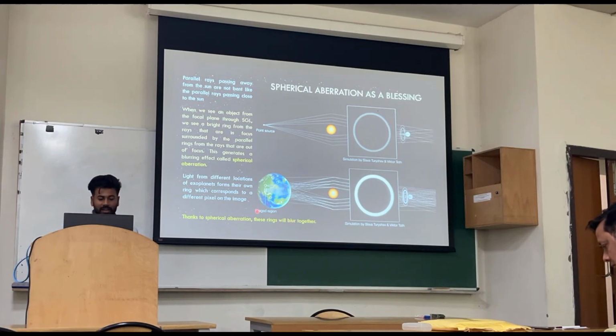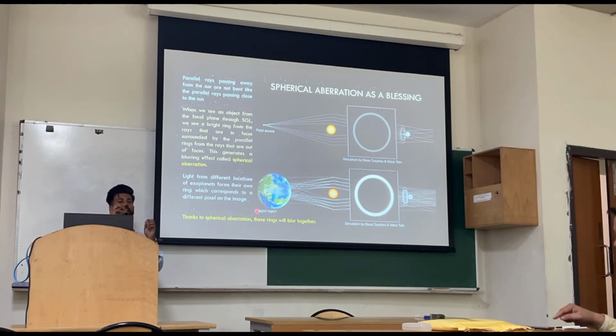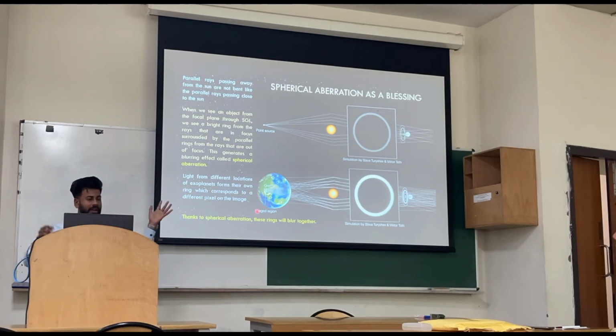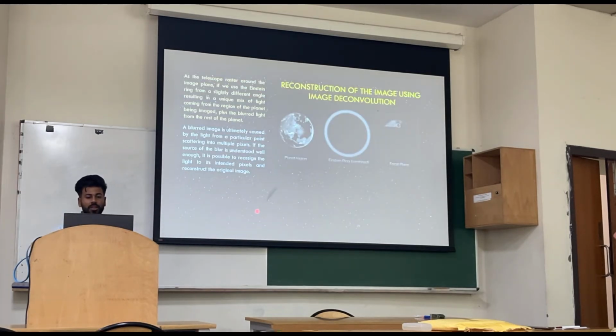So thanks to the spherical aberration, these rings will blur together. So blurriness is not a problem actually. Blur is actually the thing that we want: a point image at a specific point, but that image is spreading out to the unrequired pixels. So if we know the exact cause of the blur, we can technically remove that blur and we get a sharp image. So there is a reconstruction part.